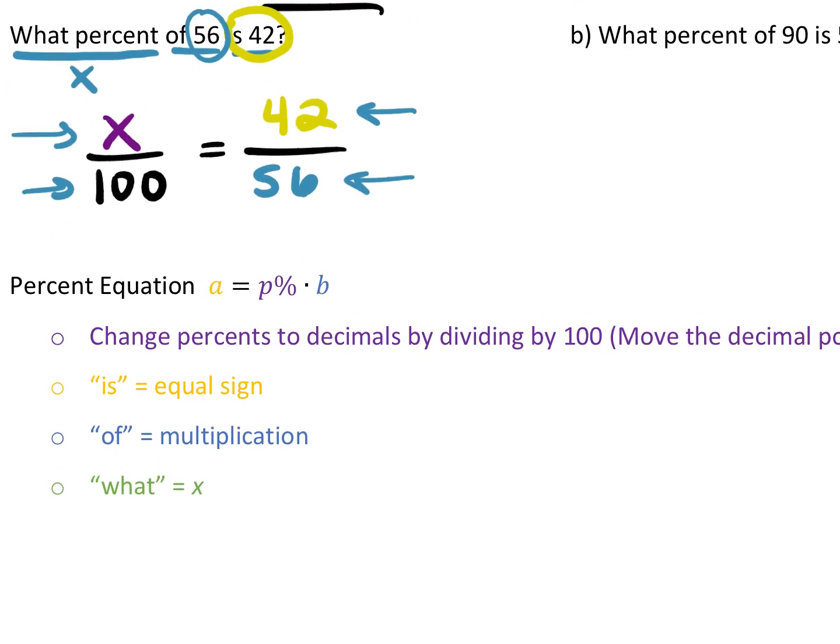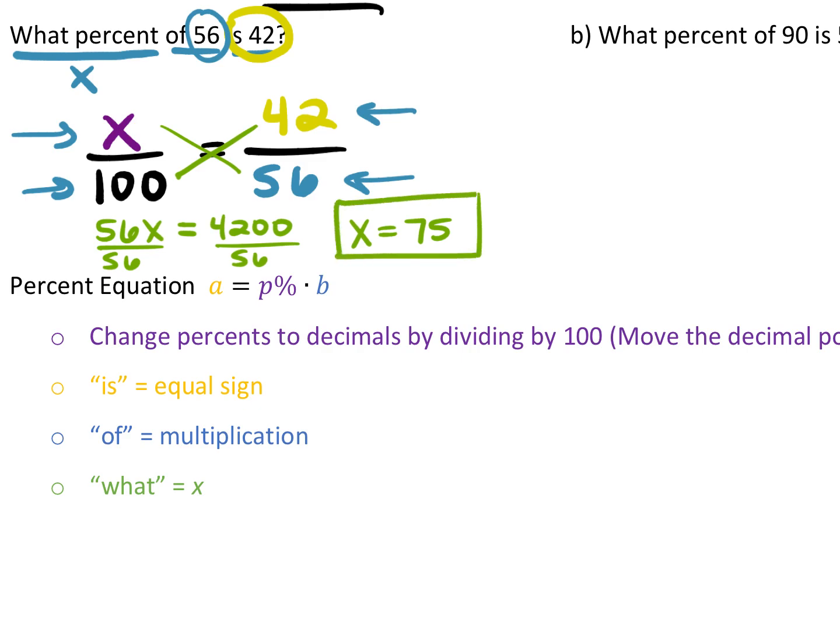Then from here, this is math that you should already know how to do. When you are solving a proportion, that's when we cross multiply. So we're going to go like this, x times 56. So that's 56x. And then cross the other way, 100 times 42, keeping that equal sign in between, is 4,200. Okay, so now we're just going to solve for x. We're going to divide both sides by 56. 4,200 divided by 56, you get x equals 75.